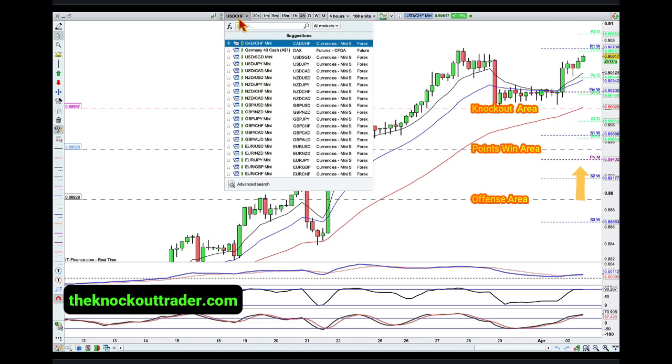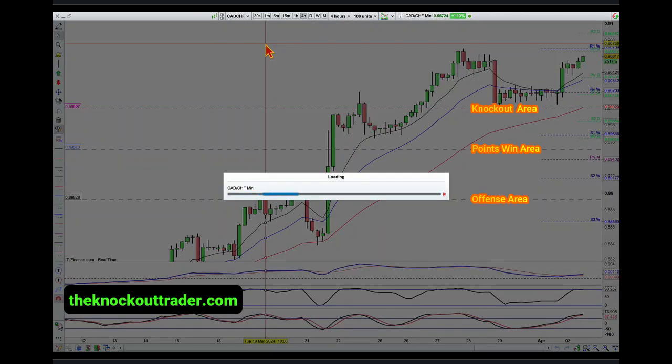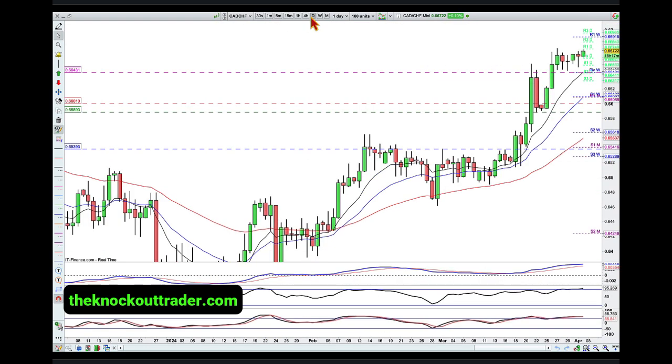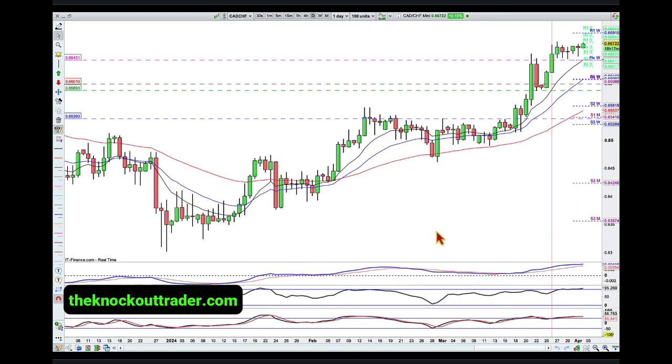So the next one is CAD Swiss, and it is quite similar to dollar Swiss. So let's have a look firstly on the daily chart. Now on the daily chart, we can see a similar scenario. We've got here that consolidation underneath a level and a pop. In this case, we pulled back, made another higher low and continued to a higher high. And now we can see price is going sideways.